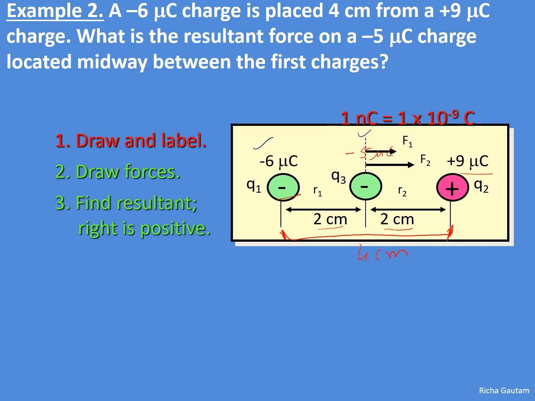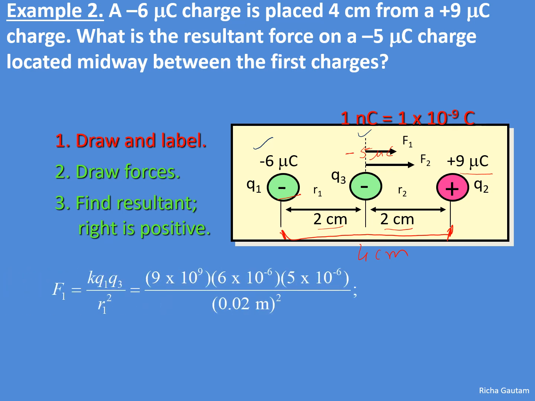So let's do this. First force F1, suppose this is between the 6 micro coulomb and this negative 5 micro coulomb. One more important point, when we are talking about the charges, you're going to take the absolute value of charges in this formula. So you are taking the sign of the charge only to determine the direction of the force. After that, to calculate the magnitude of force, you will take only the absolute value of the charge.